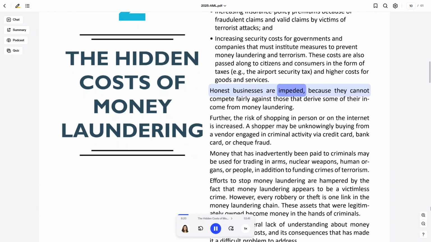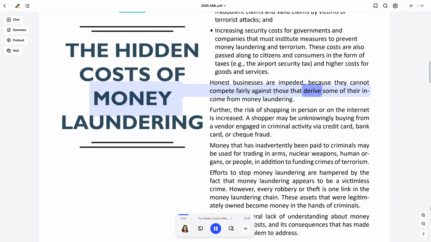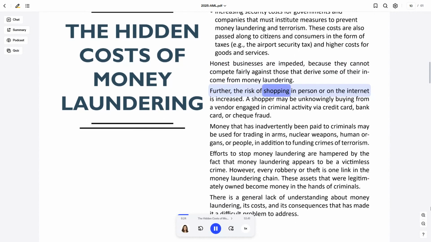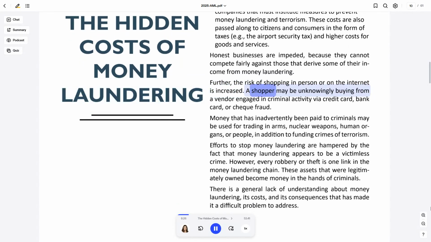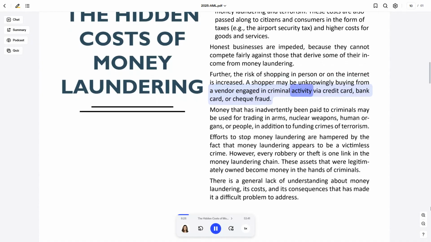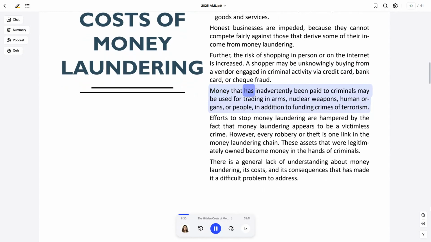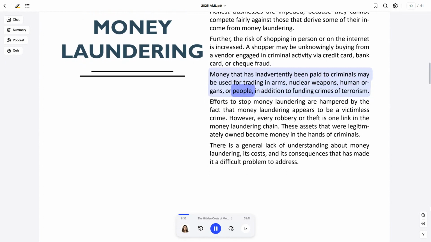Honest businesses are impeded because they cannot compete fairly against those that derive some of their income from money laundering. Further, the risk of shopping in person or on the internet is increased. A shopper may be unknowingly buying from a vendor engaged in criminal activity via credit card, bank card, or check fraud. Money that has inadvertently been paid to criminals may be used for trading in arms, nuclear weapons, human organs, or people, in addition to funding crimes of terrorism.